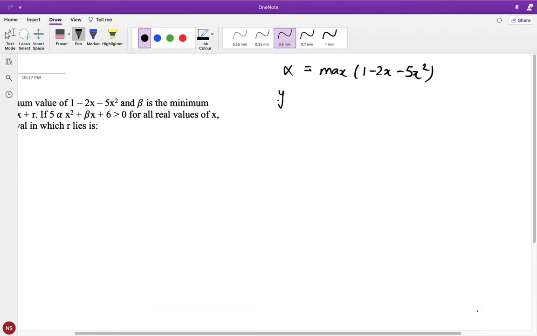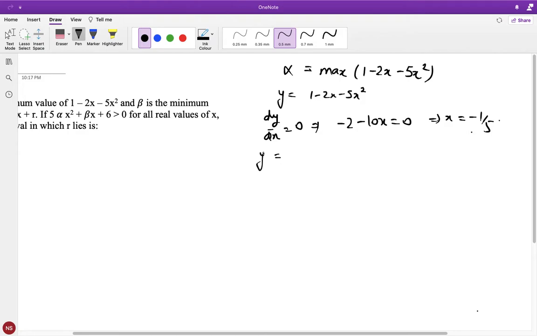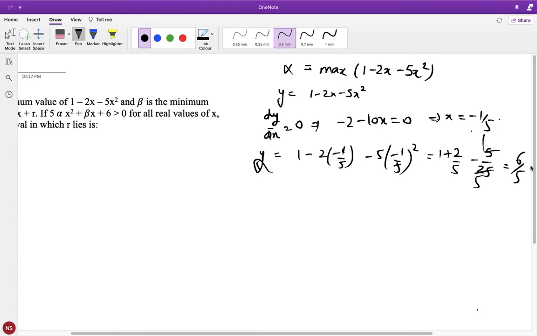First, you consider y is equal to 1 minus 2x minus 5x square. You do dy by dx equal to 0, which implies minus 2 minus 10x equals to 0, which implies x equals to minus 1 by 5. You put this value over here, so the maximum value alpha is equal to 1 minus 2 into minus 1 by 5 minus 5 into minus 1 by 5 whole square. So 1 plus 2 by 5 minus 5 by 25, which is 1 by 5. So 6 by 5 is the value of alpha, right?